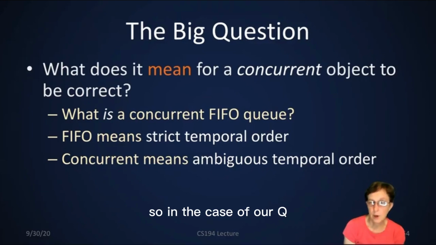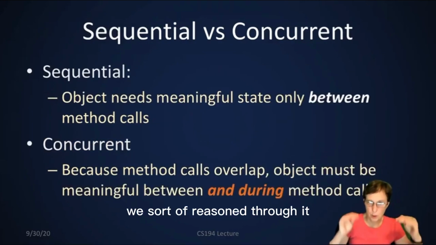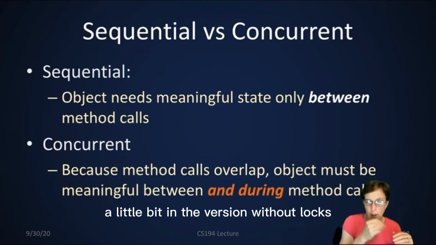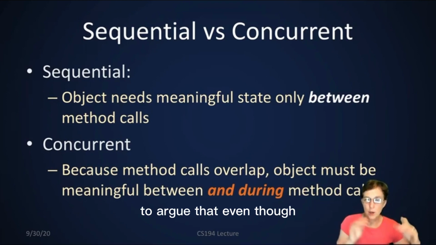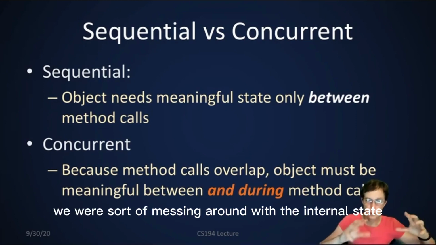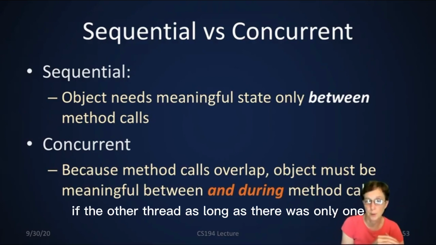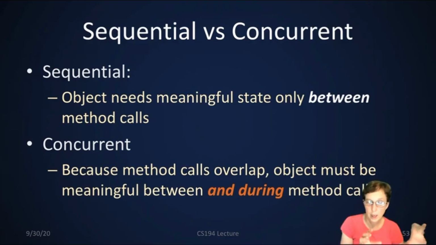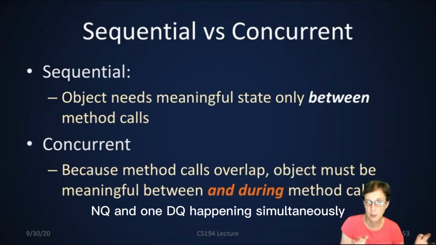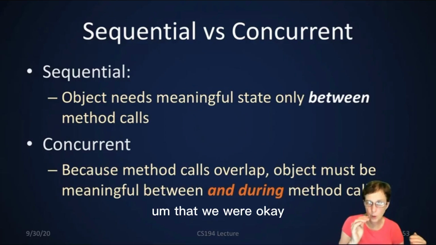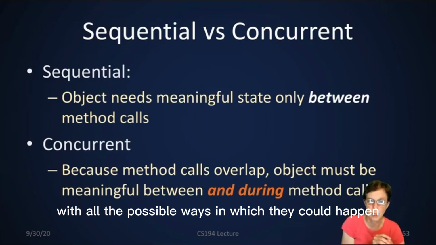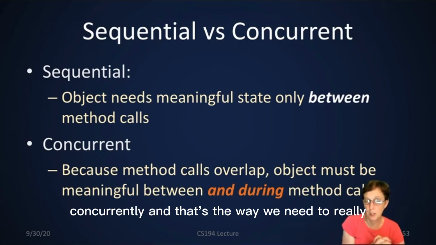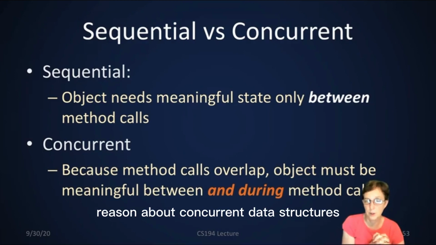So in the case of our queue, we sort of reasoned through it a little bit in the version without locks to argue that even though we were messing around with the internal state, it was okay as long as there was only one NQ and one DQ happening simultaneously, that we were okay with all the possible ways in which they could happen concurrently. And that's the way we need to really reason about concurrent data structures.